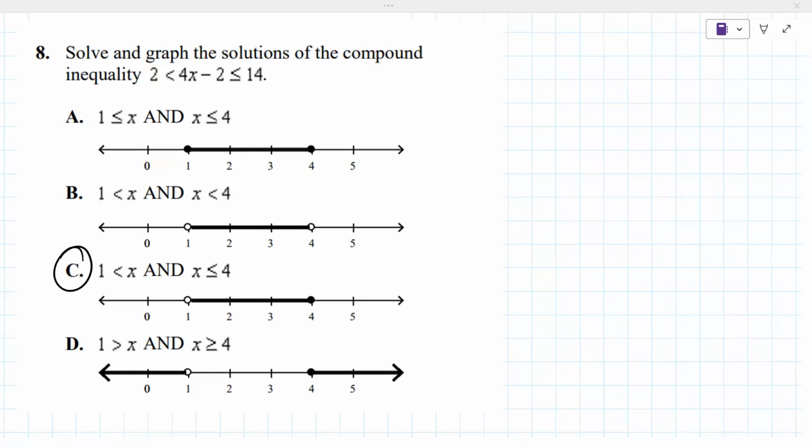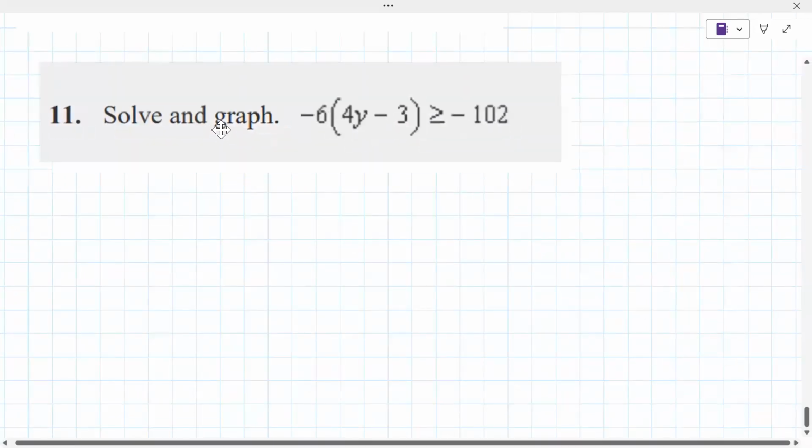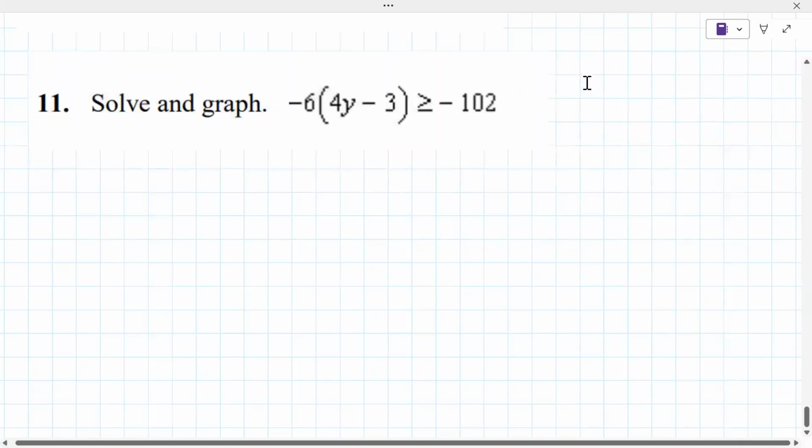So we'll make this one free response. You'll have to solve it and graph it, and then I will put up the solution.